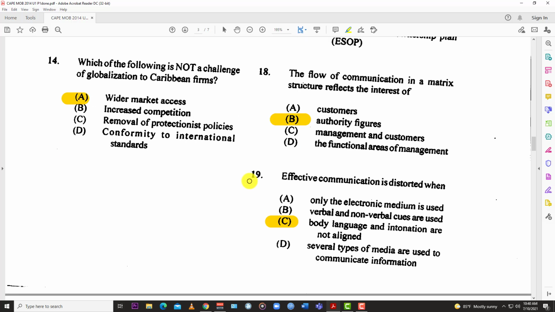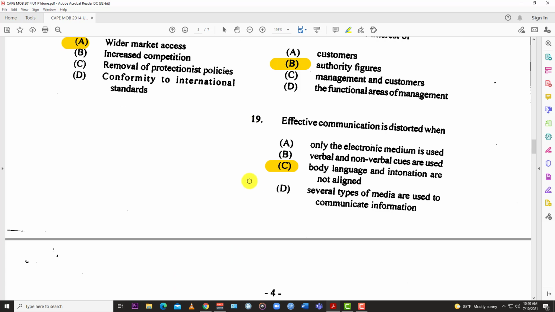Number 18, the flow of communications in a matrix structure reflects the interest of, and the best answer here is B, authority figures, because it's all about how persons from one department communicate with another person from the next department to get certain things done. That's the matrix structure right there. Then you have customers, management of customers, the functional areas, that would be functional management. So the best answer is authority figures.